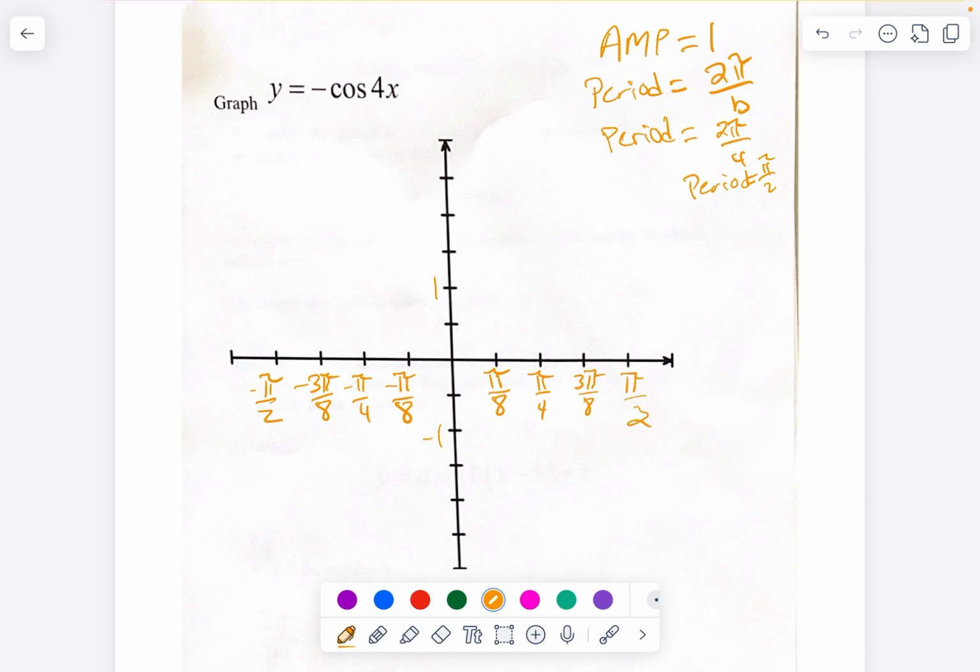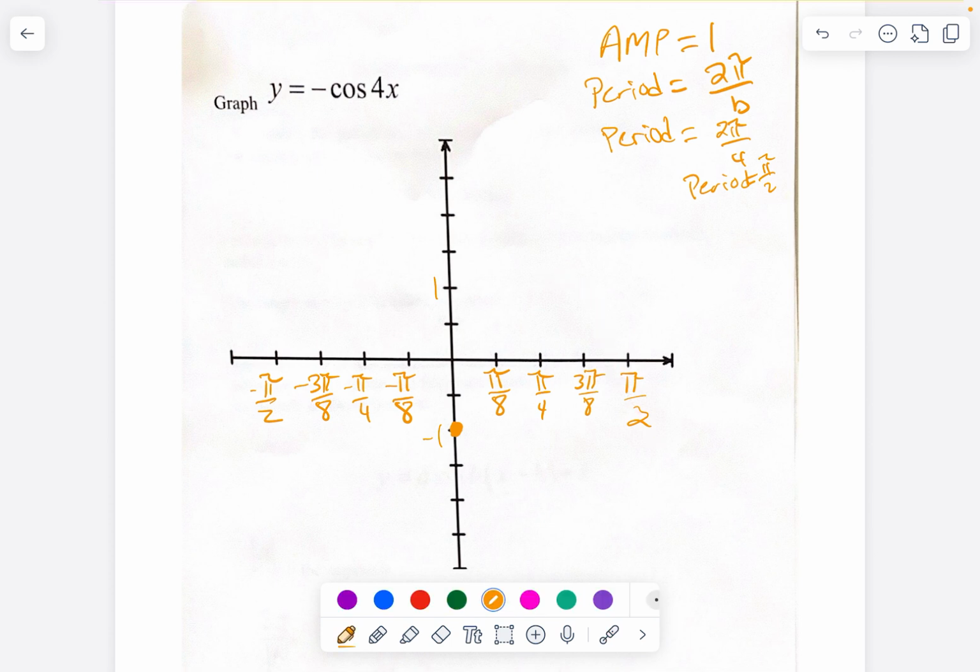Cosine functions start at the amplitude. Because we are negative, we're going to start at the negative amplitude. So we're going to start here, and now we're going to graph a cosine function. Cosine functions go from peak to peak or from low point to low point. So high point to high point or low point to low point. So for us, we're going to start at the bottom, go up, and then back down to the bottom.